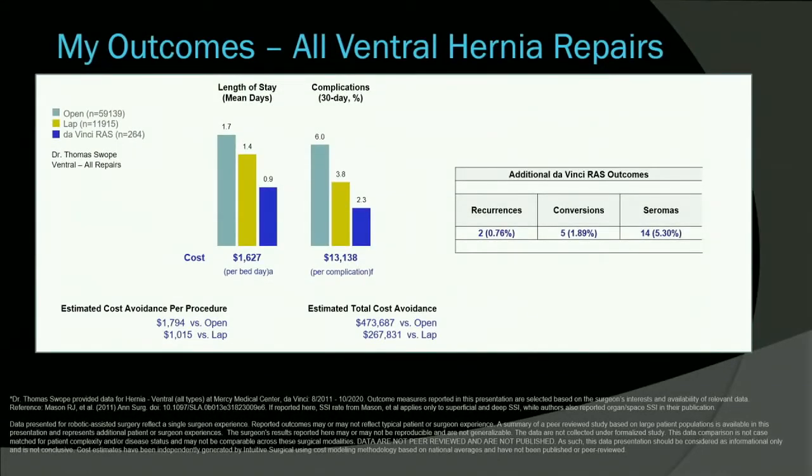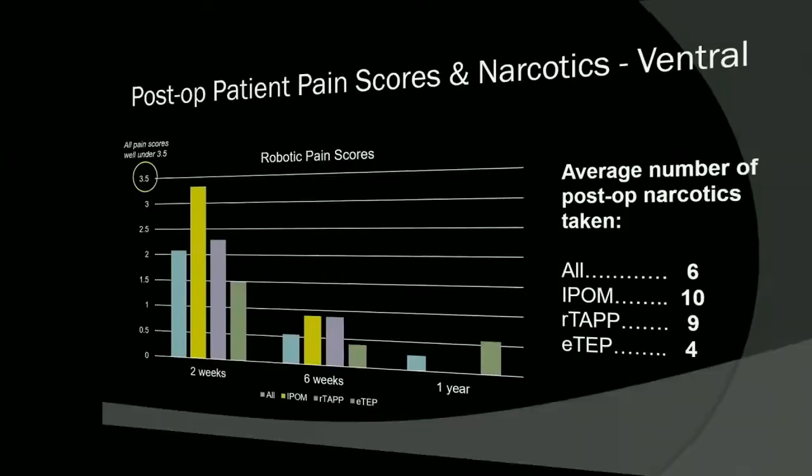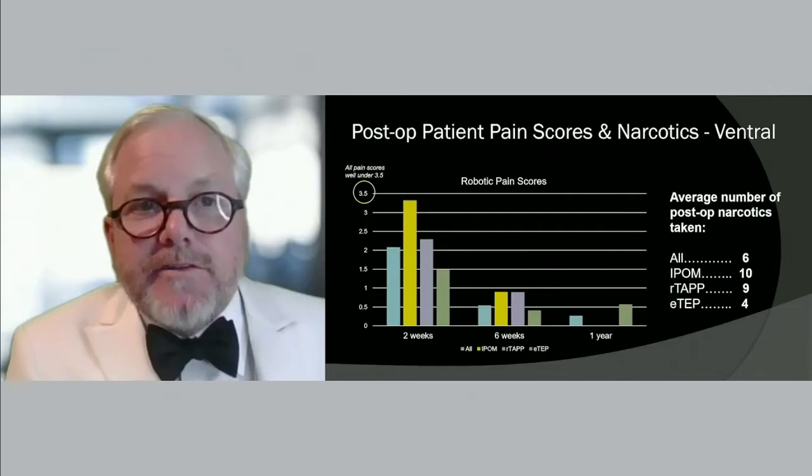Inguinals, that's tougher. That's all phone calls and not as robust, but the ventrals more intensely. So all ventral, if you combine it all and put it all together, you can see down there the estimated total cost avoidance, and down the lower middle, that's a pretty significant cost avoidance versus open and versus lap. I just don't have to deal with those lipocutaneous complications like I used to have to doing the big open repairs. Again, I track narcotic use across all of them.